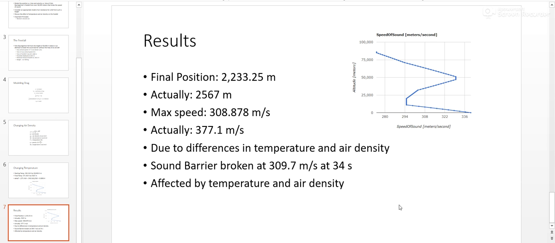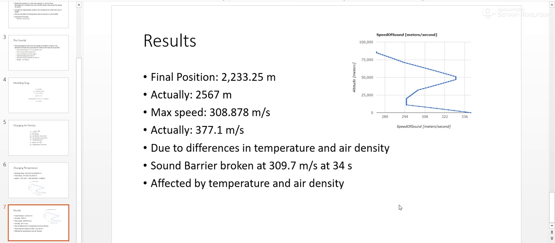In the results, the graph showed that the final position was 2,233.25 meters. Actually, it was 2,567 meters where the parachute was deployed. The graph showed the max speed as 308.878 meters per second. Actually, it was 377.1 meters per second. The differences here are likely due to temperature being modeled inaccurately, which also affected air density.